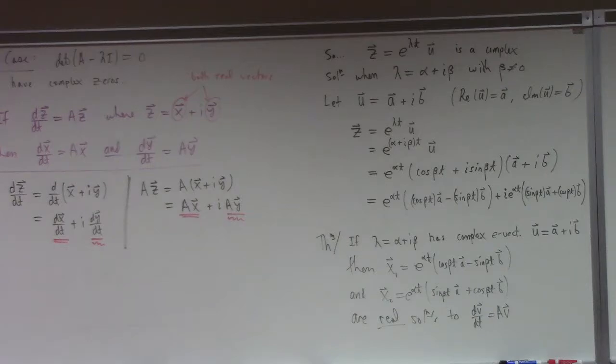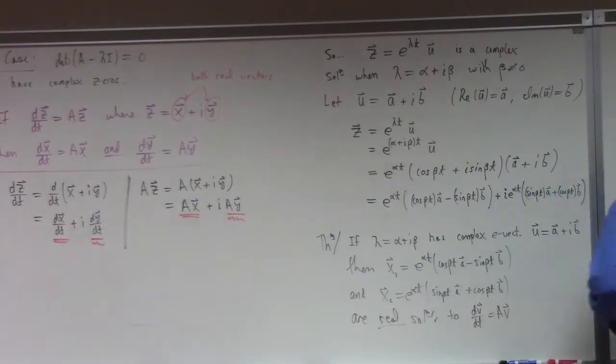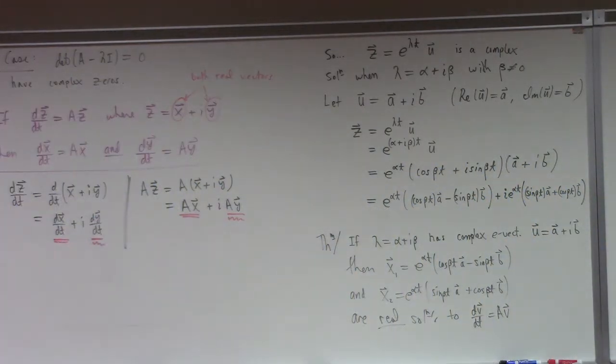So this is good news. If we find a complex eigenvalue, we get 2 for the price of 1, right? Just like in the previous arc of the course, when we found a complex value for our characteristic equation, we don't just get a sine, we also get a cosine, right? There's always a pair of real solutions that come with complex eigenvalues. That continues to be true here. Let's work an example.